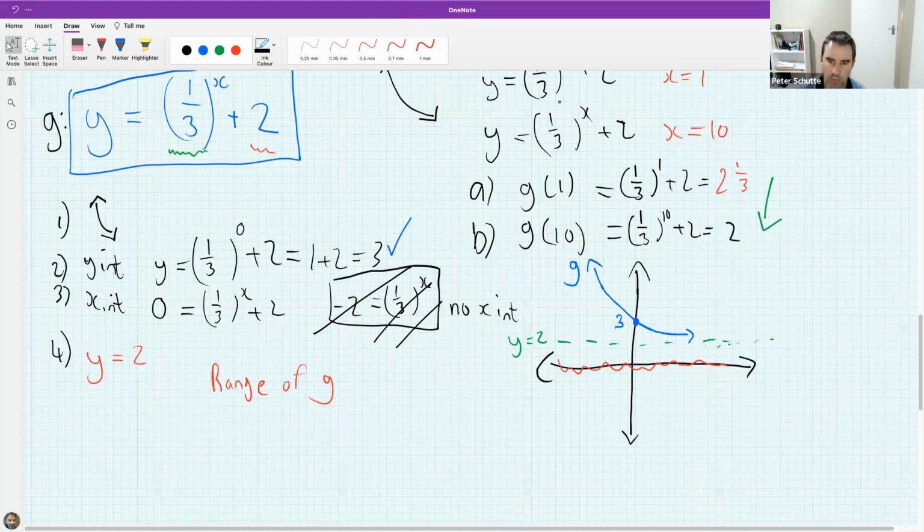So think about what are the restrictions. It looks to me like I can't be at -2, but I can be above that. So the range is y is greater than 2, or I could also write it like that.